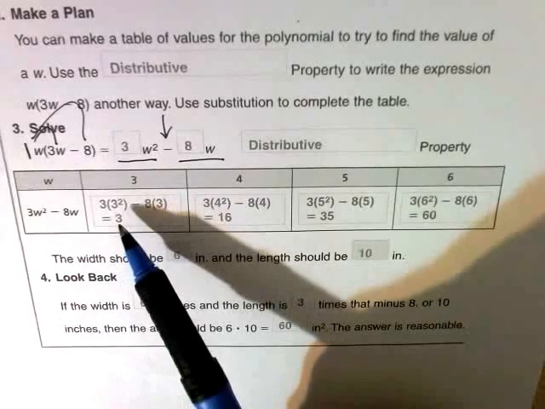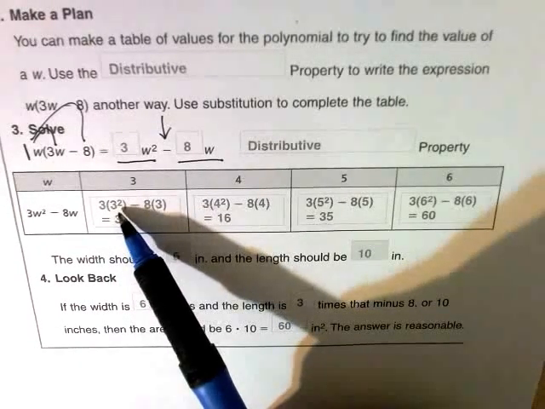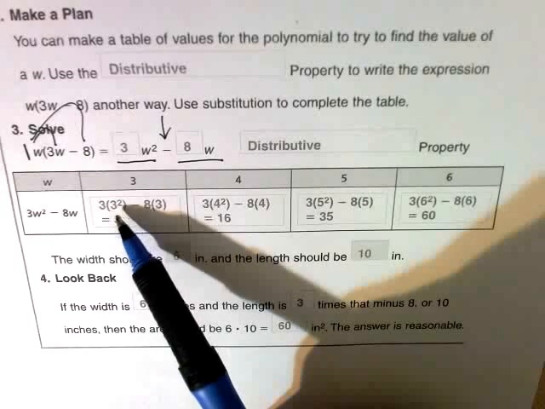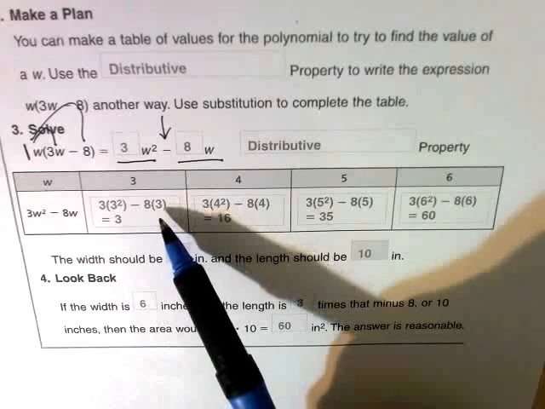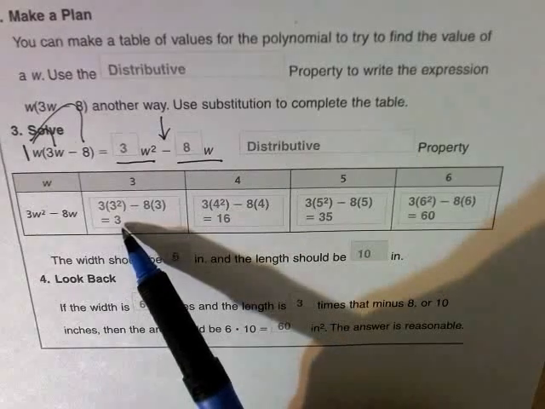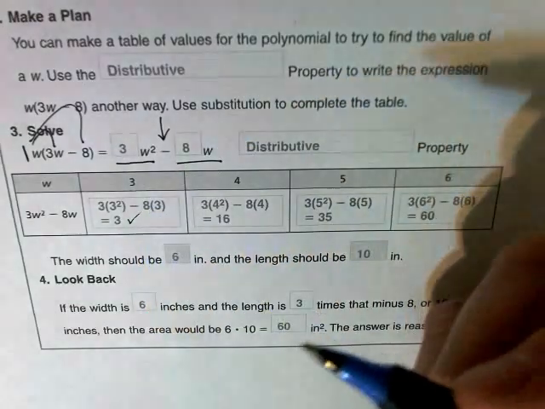So when they plug in 3, it's 3 times 3 squared minus 8 times 3. Well, 3 squared is going to change into 9. 9 times 3 is 27. And I subtract 24, which is 8 times 3, and I get 3. Well, remember, my answer is supposed to be 60 here, so I know that this one just didn't work.